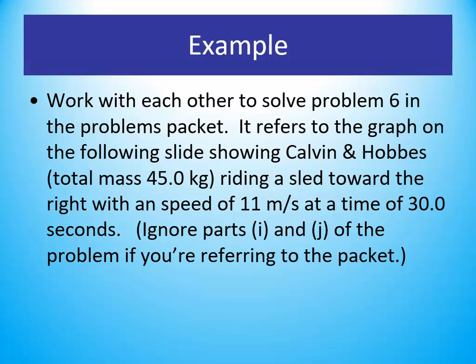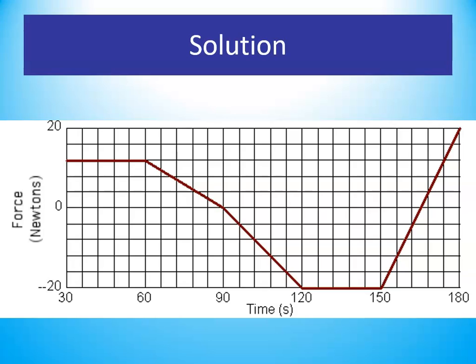So let's see how that works. Consider a problem where you have Calvin and Hobbes on a sled, and let's say the sled is initially going toward the right at 11 meters per second. And by initially, I mean actually at the time 30 seconds later when we actually start plotting the force acting on the sled versus time, such as in this graph. This is the graph that will be used to model this motion of Calvin and Hobbes.